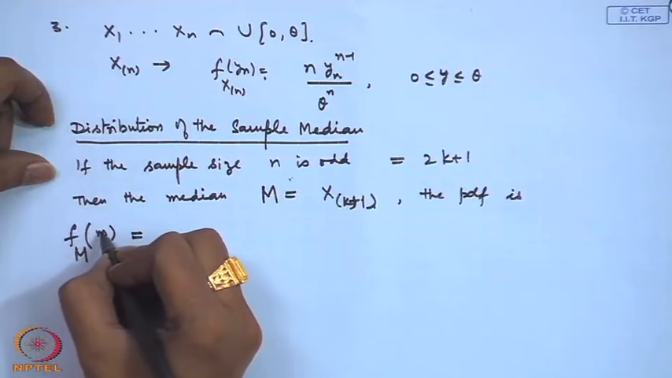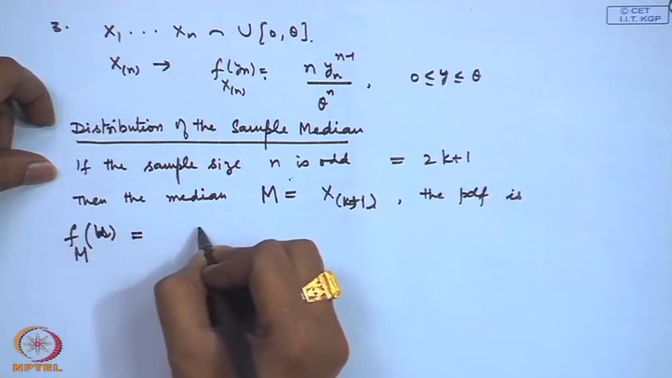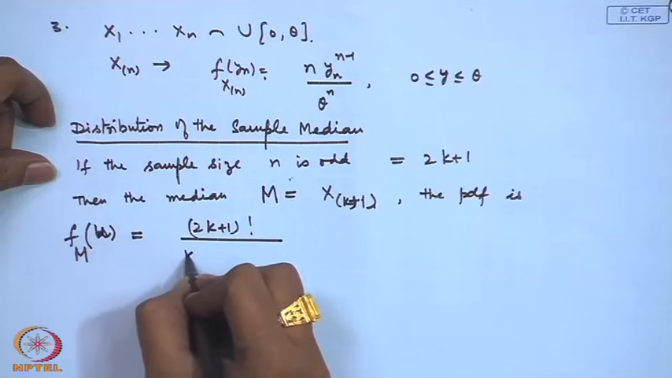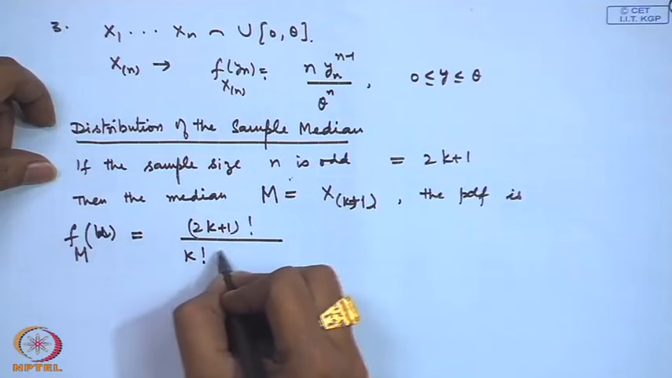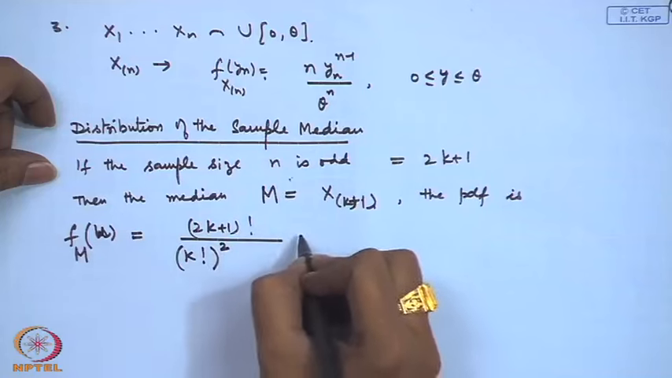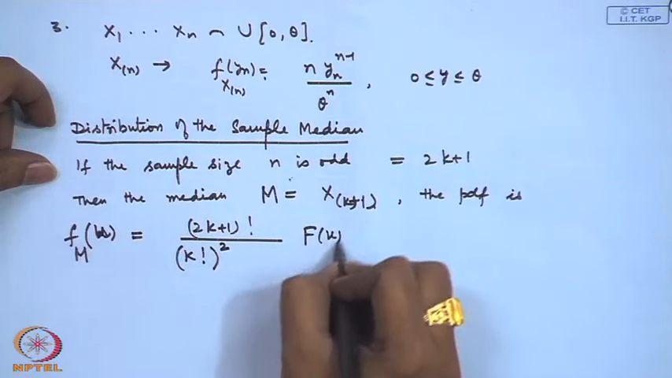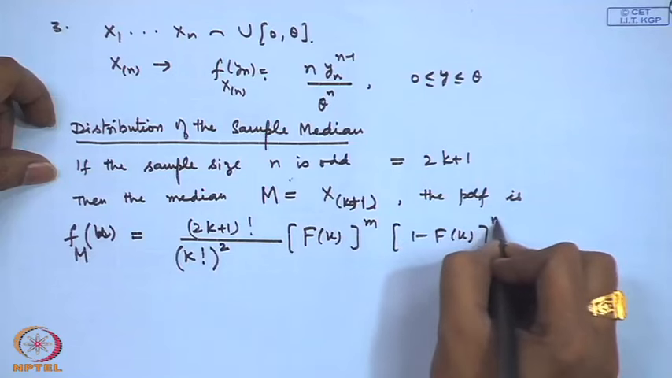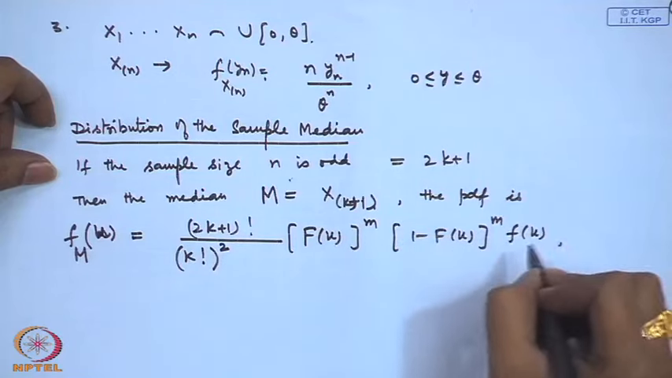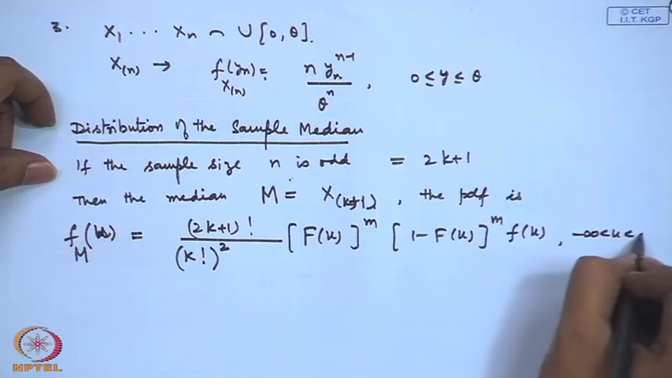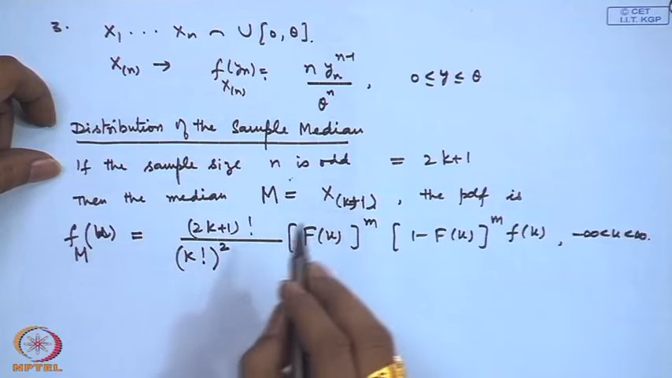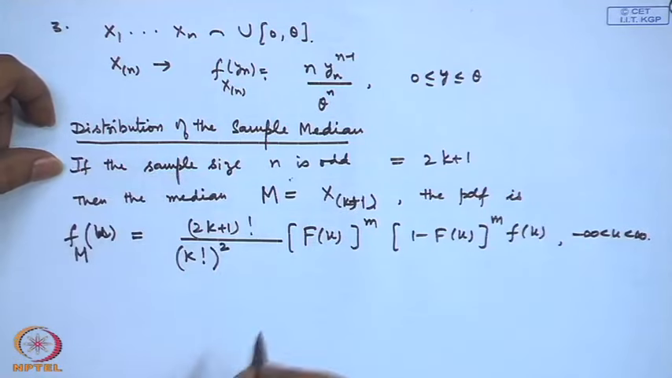So, let me not confuse, let me use something like u here. Then it is equal to (2k plus 1) factorial, r minus 1 will give me k factorial, then n minus r will again give me k factorial. So, it is k factorial squared, F of u to the power k, (1 minus F) to the power k, small f of u. So, you are able to obtain the distribution of the sample median if the sample size is odd; it is much simpler here.